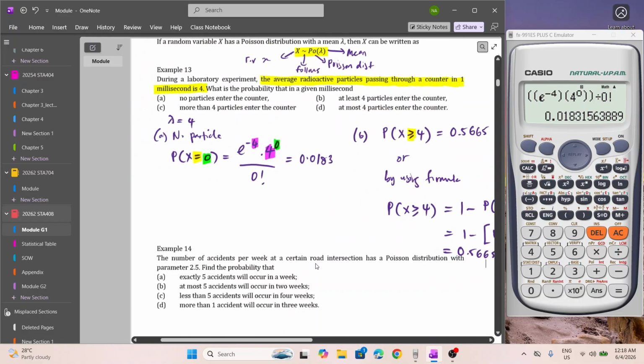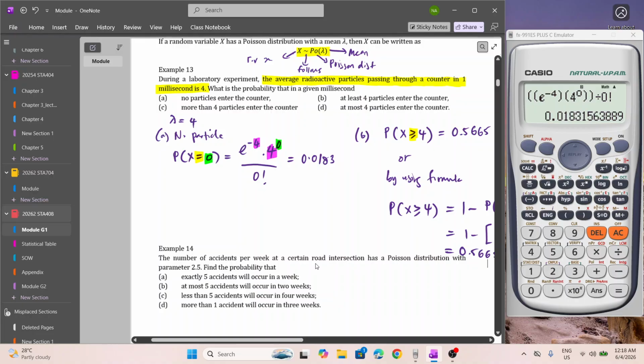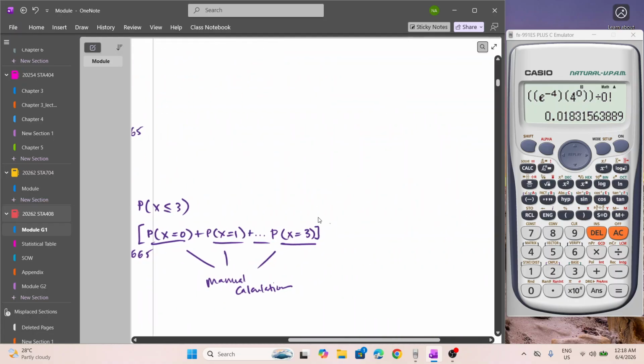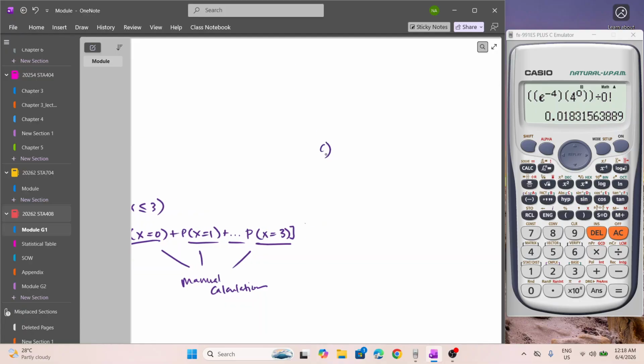Now let's look at question C. More than 4 particles enter the counter. So for C, more than 4 particles also means that we want to find the probability of X greater than 4. For a discrete random variable, as we discussed in our previous class, greater than 4 means 5 and above. This is equal to the probability of X greater than or equal to 5. It does not include 4, but it includes 5.